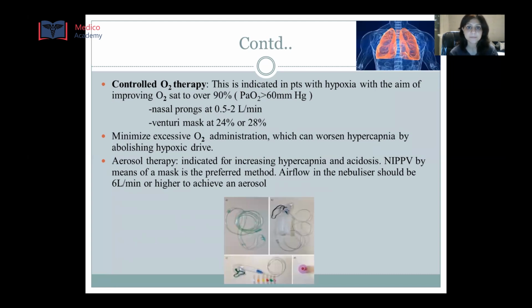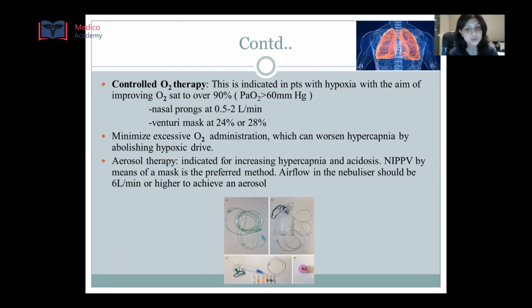Controlled oxygen therapy. Now, controlled oxygen therapy is indicated in patients with hypoxia with an aim of improving the oxygen saturation to over 90%. That is, we have to take the PaO2 to more than 60 mm of Hg. We can either use nasal prongs at 0.5 to 2 liters per minute. We can use a Venturi mask at 24 to 28%. Now we have to minimize the excessive oxygen administration. This is very important. Why? Because excessive oxygen administration can worsen the hypercapnia. How? By abolishing the hypoxic drive, which is very important in patients with COPD.